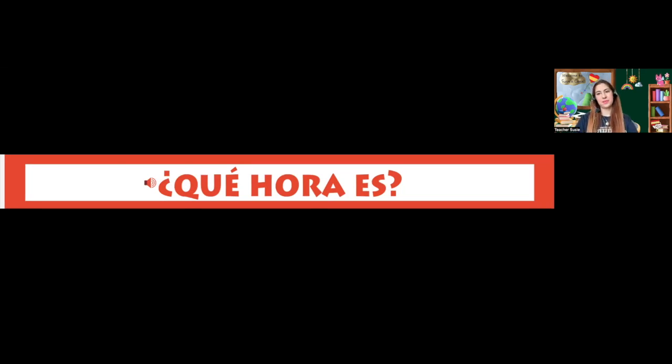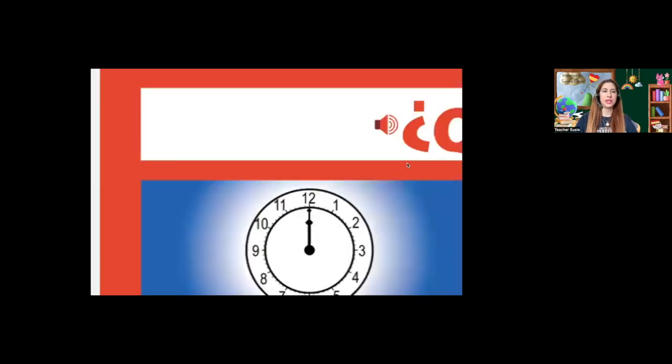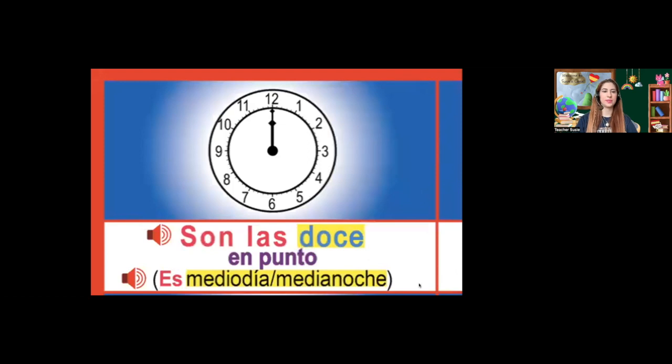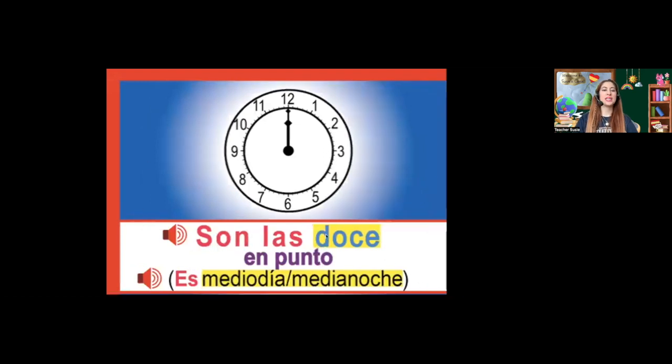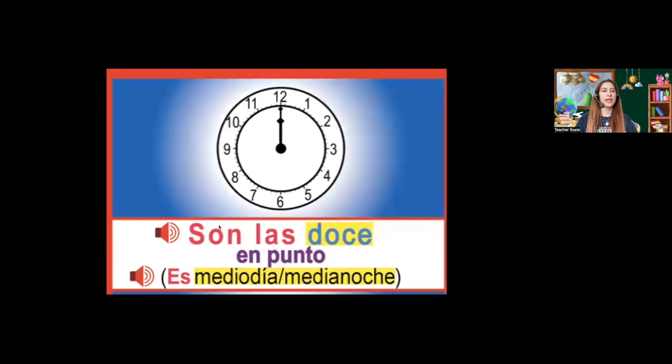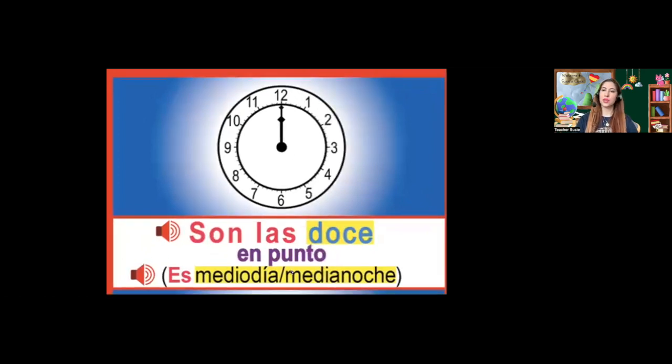So if I ask, ¿qué hora es? Depending on the time you see in the clock, you may say, son las 12 en punto. It's 12 o'clock. Son las 12 en punto. Because you see two hands are on 12. Es mediodía. That's the afternoon. Es mediodía.